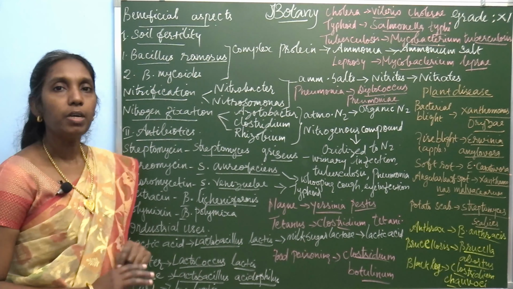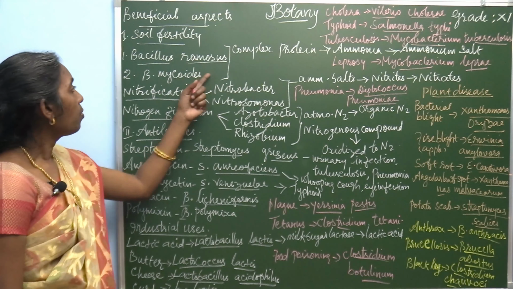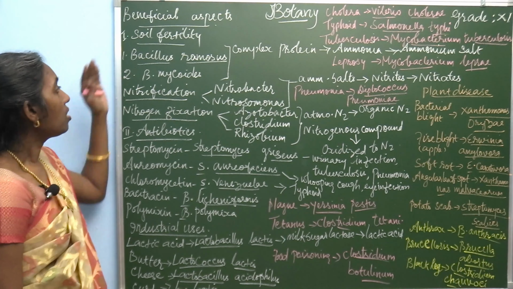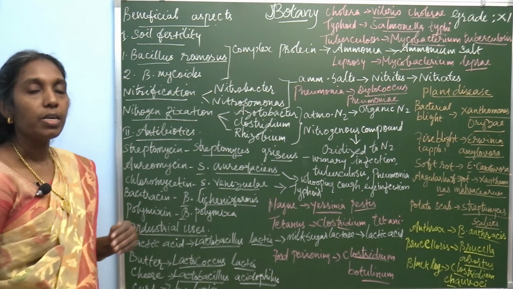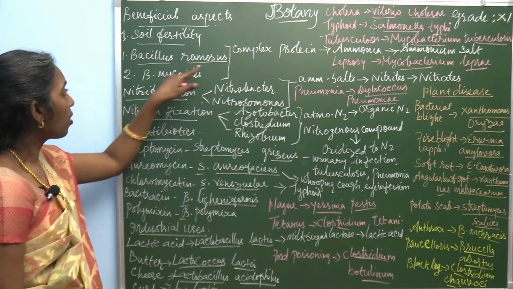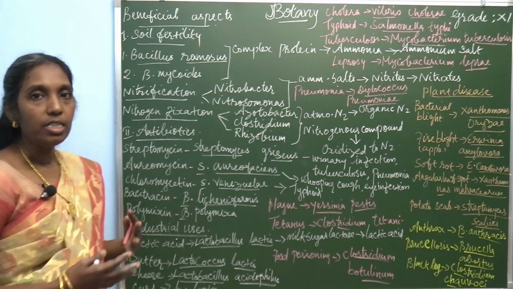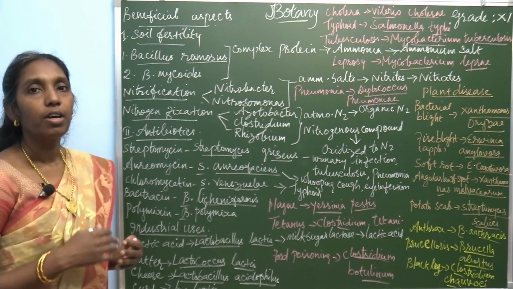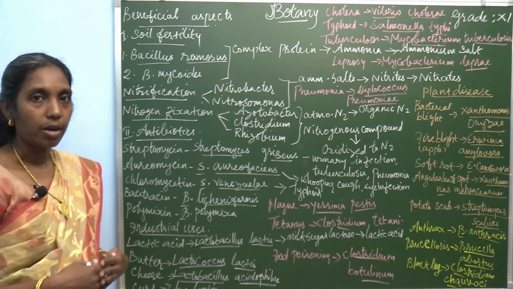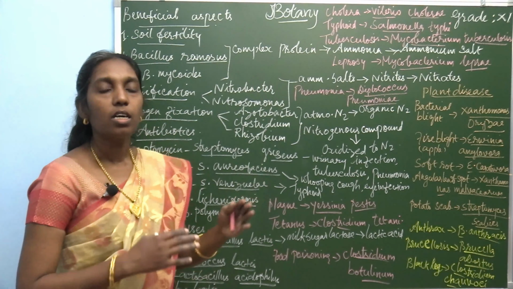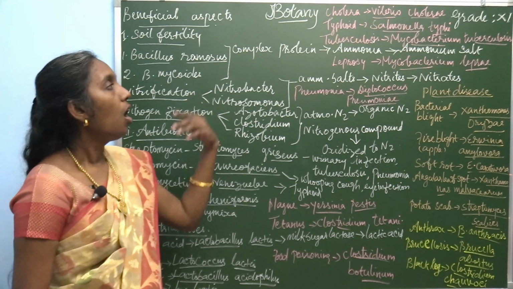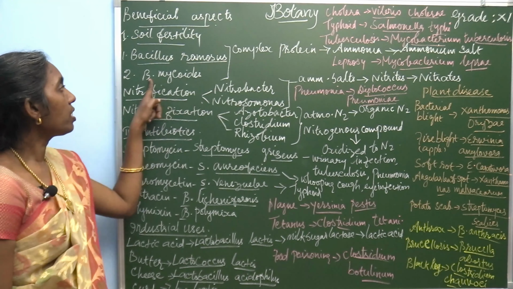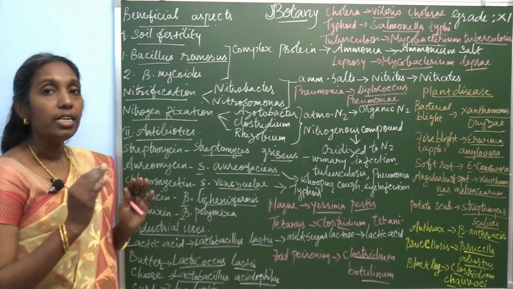Soil fertility, there are a number of bacteria, Bacillus ramosus and Bacillus mycoides. These bacteria increase the soil fertility. So, first step in soil fertility is these bacteria, Bacillus ramosus and Bacillus mycoides, which convert the complex proteinaceous substances, that means the dead and decayed matter of various parts of the plant as well as animal remains. These are the complex proteins. The complex proteins are converted into ammonia and then ammonium salts by this type of bacteria, Bacillus ramosus and Bacillus mycoides. So, they enrich the soil fertility.